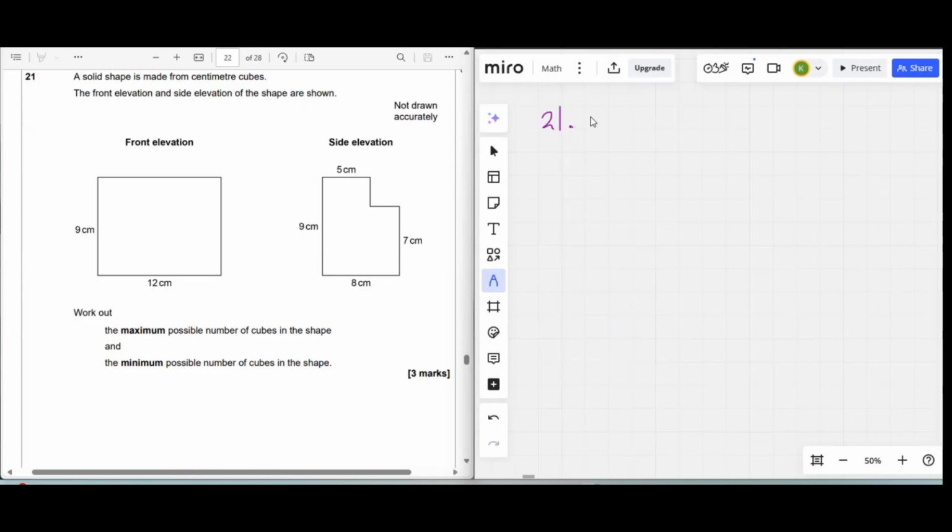A solid shape is made from centimeter cubes. The front elevation and the side elevation of the shape are shown. Work out the maximum possible number of cubes and the minimal possible number of cubes in the shape. Front and side. So I think that shape may be something like that.